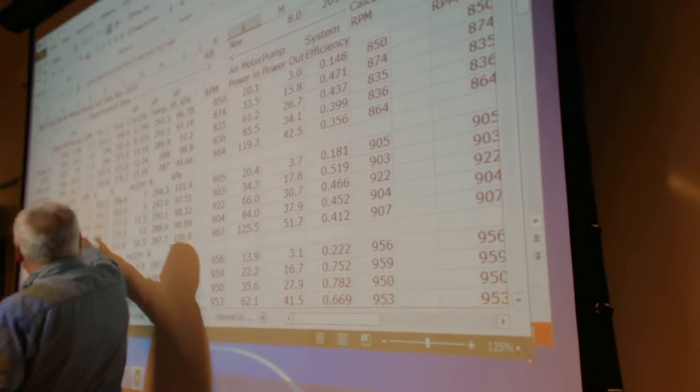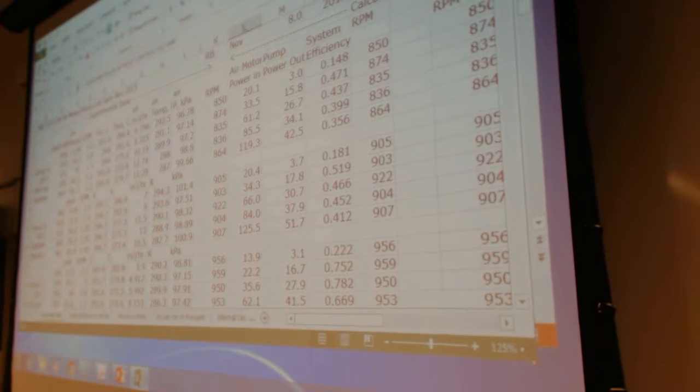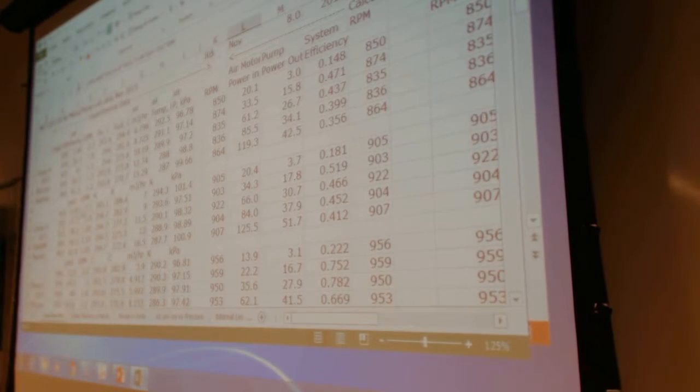But I'm going to pick a couple of these, and you'll notice. So this 905 psi, gallons per minute.